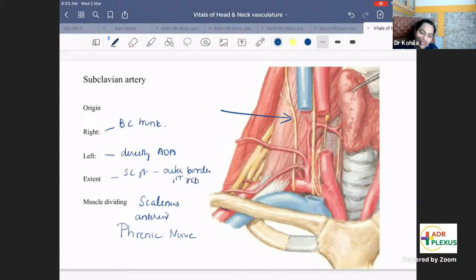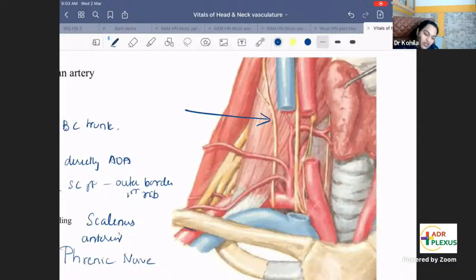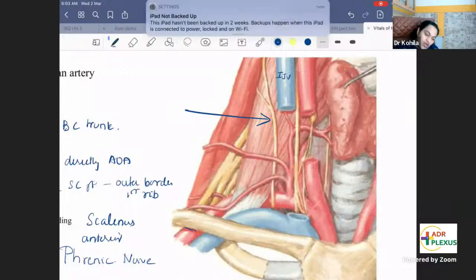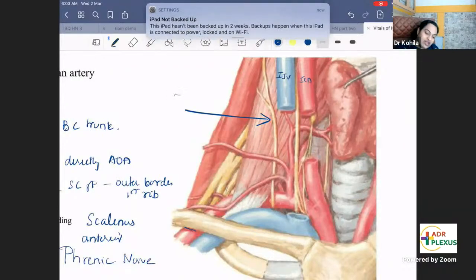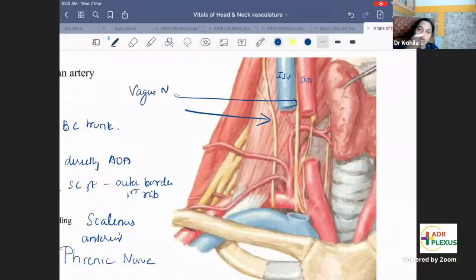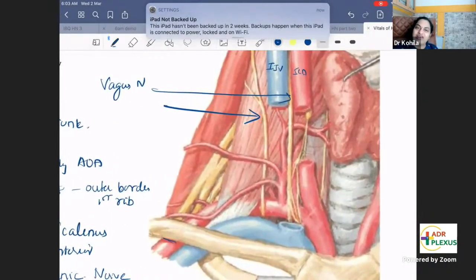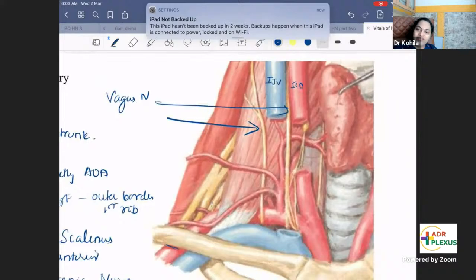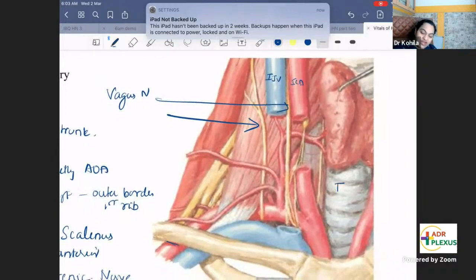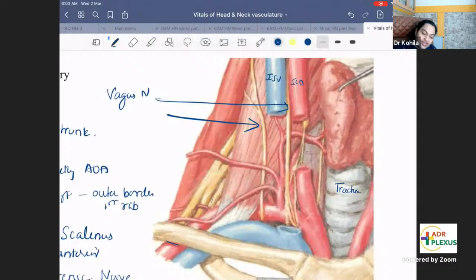Where is the vagus nerve in this diagram? Since you got confused, this is your internal jugular vein. This is your common carotid, which will continue as your internal carotid artery. Can you see a nerve running in between? That's the vagus nerve. And one more nerve that you should definitely know is the recurrent laryngeal nerve. Where do you get to see it? This is the trachea, behind the trachea is the esophagus, and in the tracheo-esophageal groove, this is the recurrent laryngeal nerve.